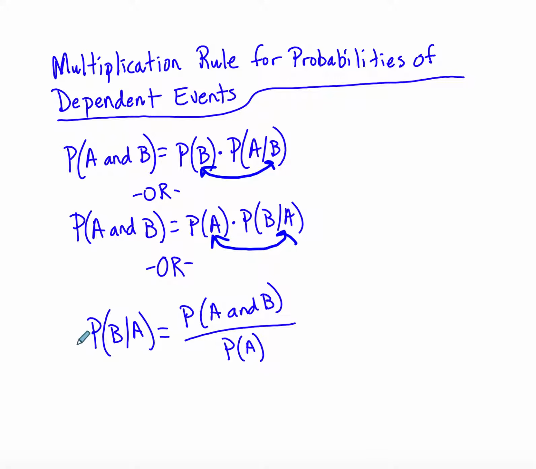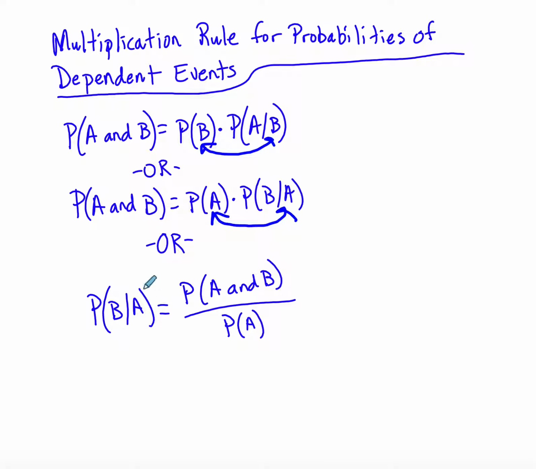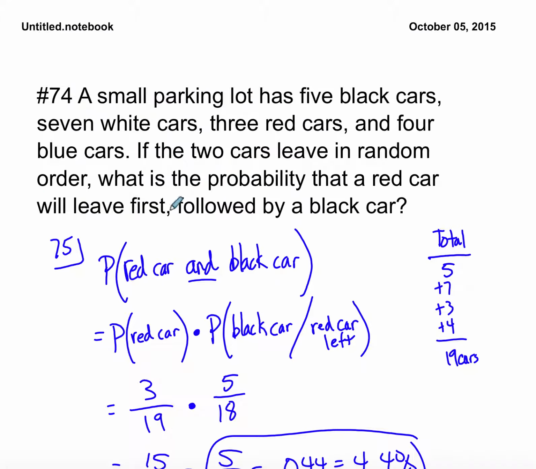Another way you can do it, you can find a conditional probability by using the probability of A and B over the probability of A. So you're just solving for this one by dividing through by the probability of A. Again, I don't like using this. I prefer to just think about what would be happening, what would be the probability of this happening. So I usually don't like to use formulas, but they're there if you want them.